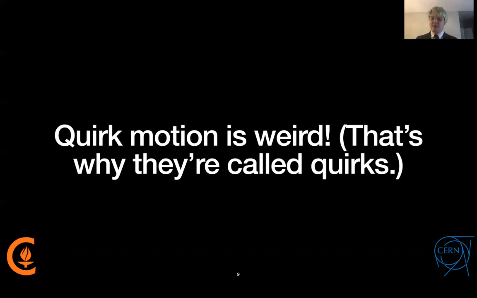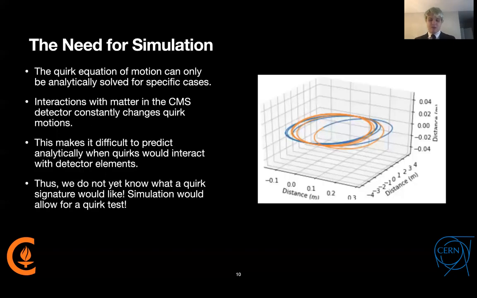Thus, we need to simulate them. The quirk equation of motion can only be solved analytically for very specific cases, specifically when the external force on the quirk is 0 and the two quirks have velocities in opposite directions. In all other cases, the equation must be solved numerically, already showing the need for some form of basic simulation.